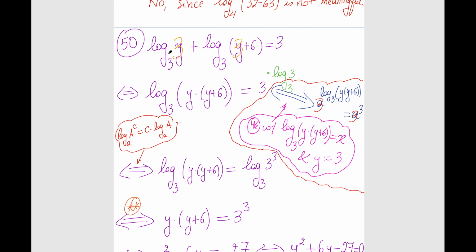This is what then? Log base 3 of 3. And what's log base 3 of 3? Is 1, right? And this is log base 3 of 9, since 6 plus 3 is 9. What's log base 3 of 9? Well, 9 is 3 squared. Correct? And if you apply this principle, this power rule, the power goes down.